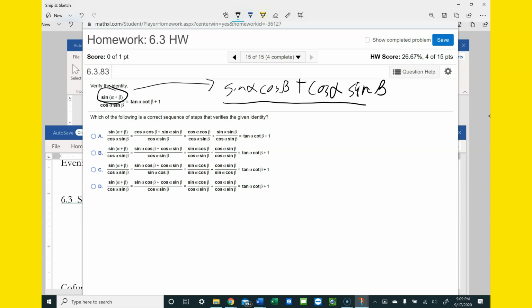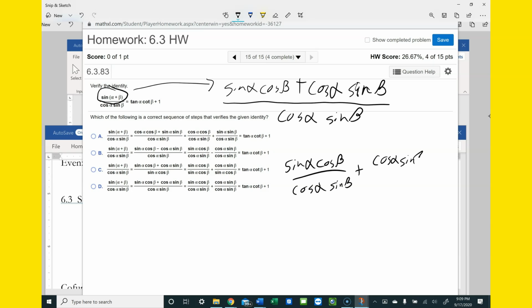So you got that now over cosine alpha sine beta. Now I'm going to split up the numerator. So this becomes sine alpha cosine beta over cosine alpha sine beta plus cosine alpha sine beta over cosine alpha sine beta. And I see something quick we can do. These things cancel each other out, so that just becomes 1 over 1. So this whole thing just becomes 1.